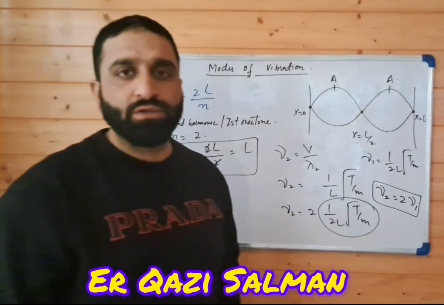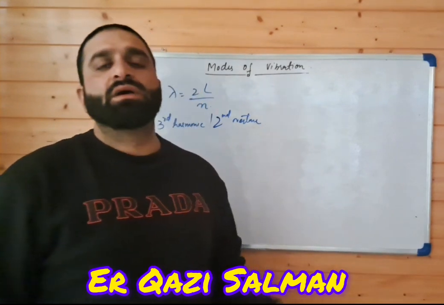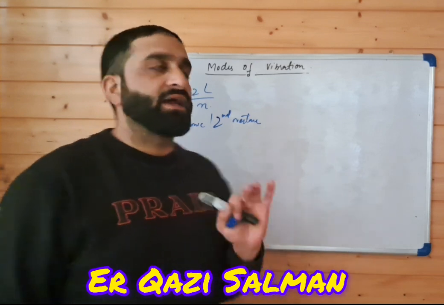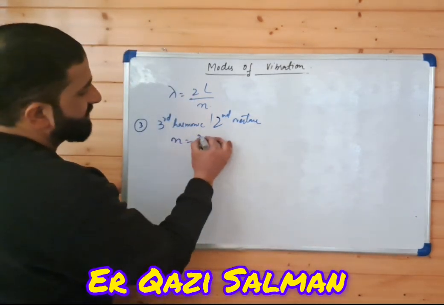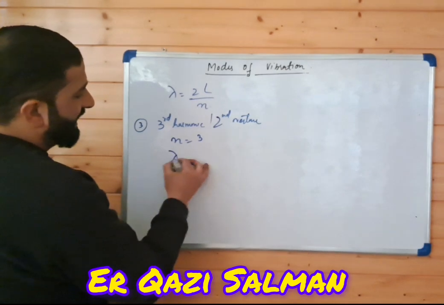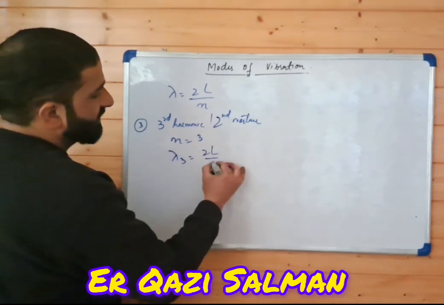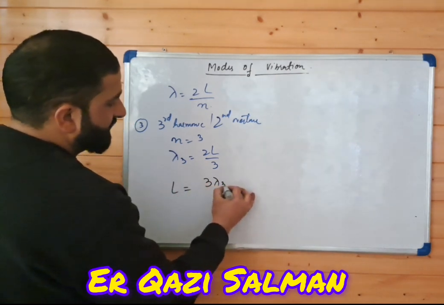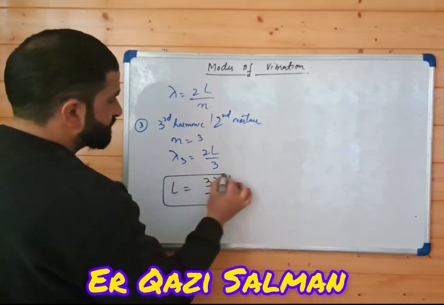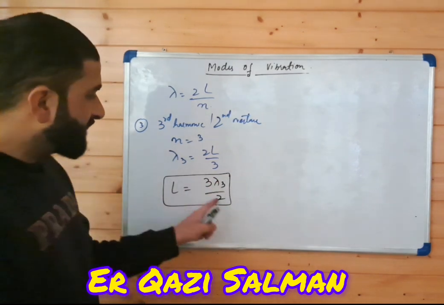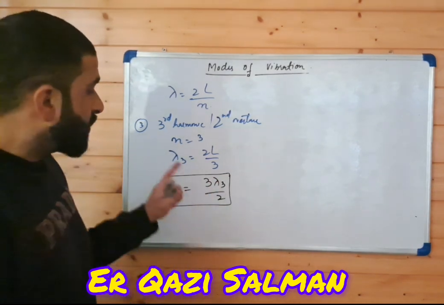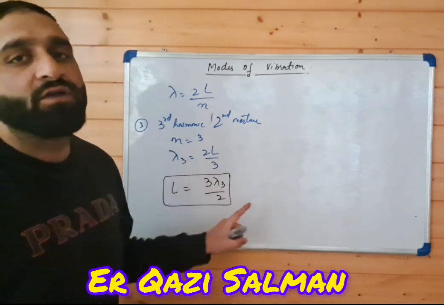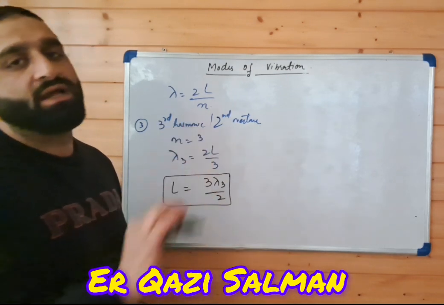Discussing the third normal mode, or third harmonic or second overtone, here n is equal to 3. So the wavelength lambda 3 will be equal to 2L divided by 3. Here L is equal to 3 lambda 3 divided by 2. 3 by 2 is equal to 1.5. That means on the length L, we have 1.5 lambdas, that is a full wavelength and a half wavelength.